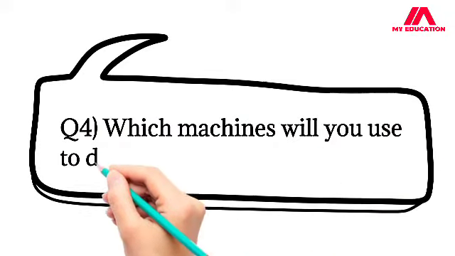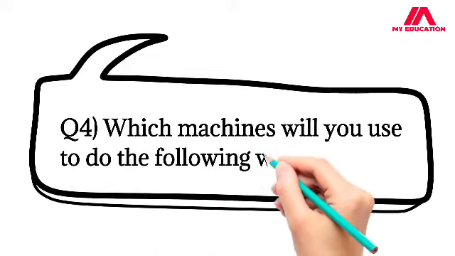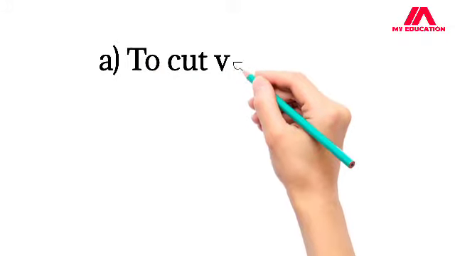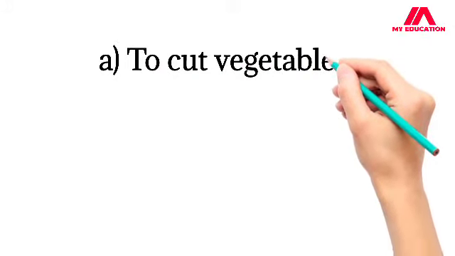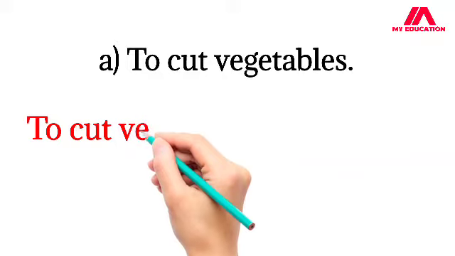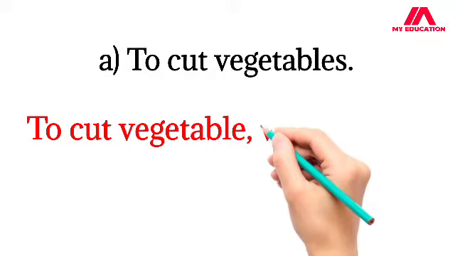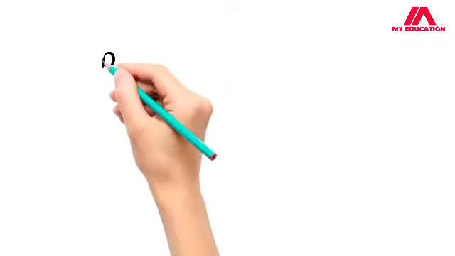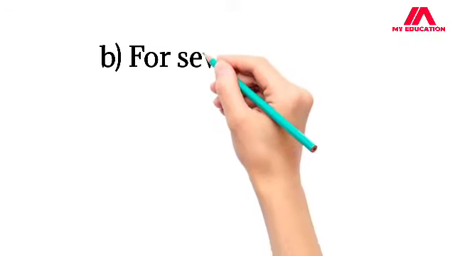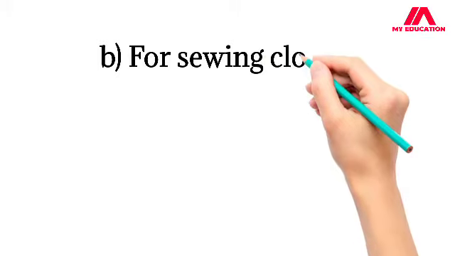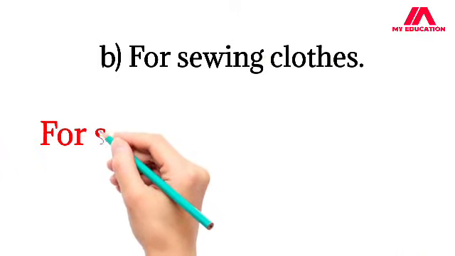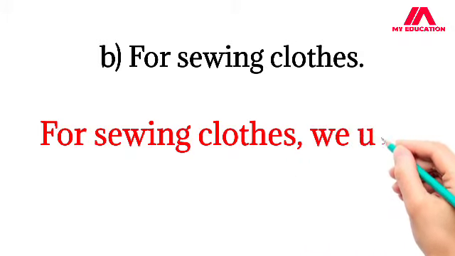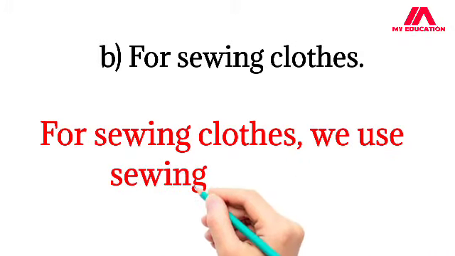Question 4. Which machines will you see used to do the following work? A. To cut vegetables. To cut vegetables, we use a knife. B. For sewing clothes. For sewing clothes, we use a sewing machine.